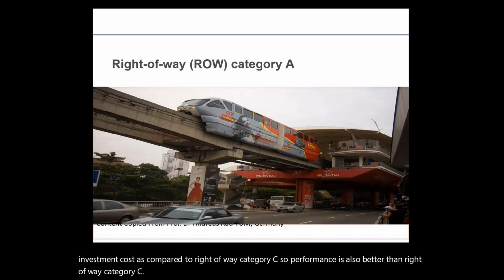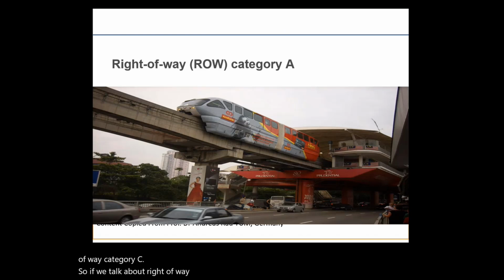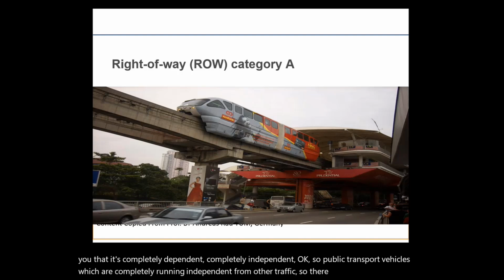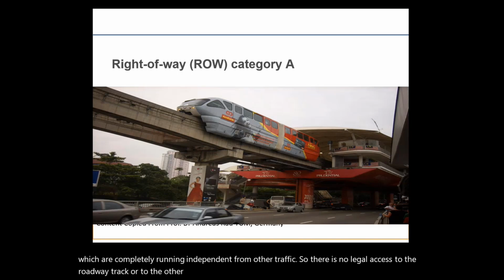If we talk about right of way category A, why did I bring this picture? Just to tell you that it is completely independent. Public transport vehicles run completely independent from other traffic, so there is no legal access to the roadway or track for other vehicles. The best example is where we don't have any road crossing or railway crossing.